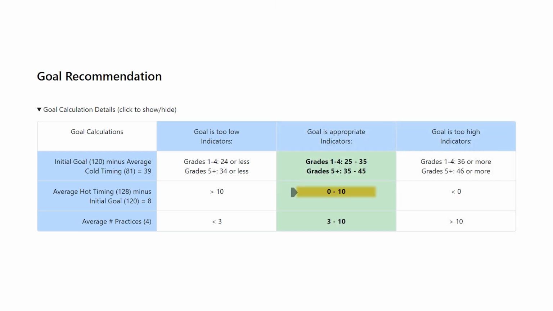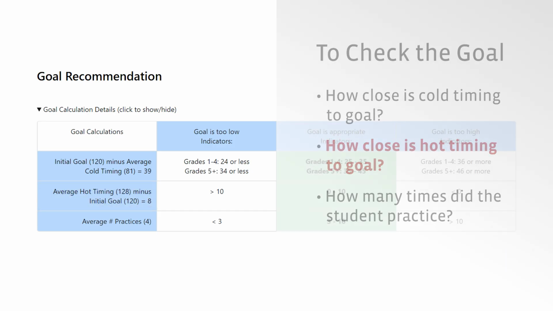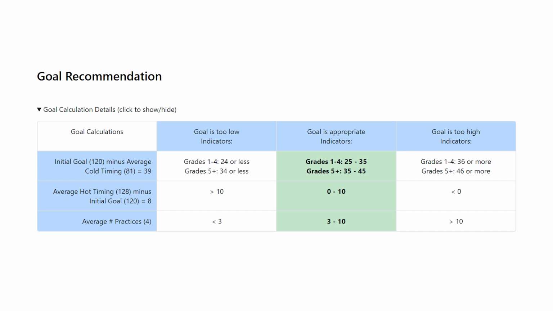The hot timing should be no more than 10 words greater than the goal. Cabe's hot timing also suggests his goal is appropriate. Finally, consider the average number of practices. Students typically need to practice 3 to 10 times to reach their goal.